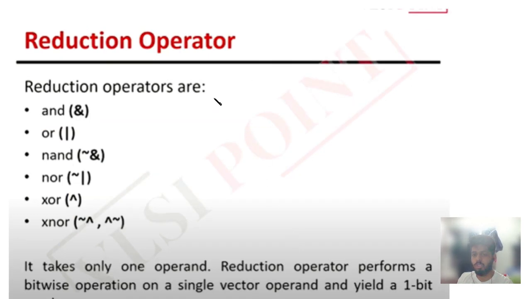Reduction operators. Reduction operators are and, or, nand, nor, xor, and xnor. They take only one operand. A reduction operator performs a bitwise operation on a single vector operand and yields a one-bit vector.